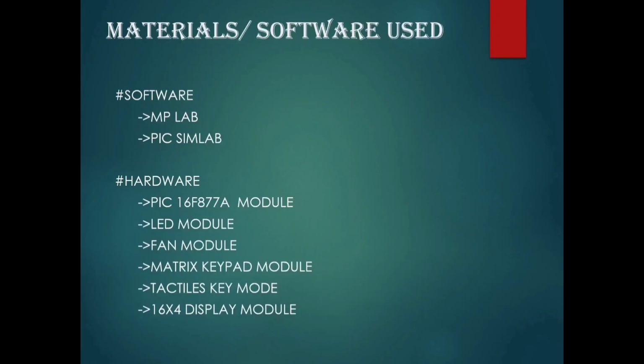These are the materials and software used for the microwave oven project. The software used is MPLAB X IDE with the XC8 compiler and PICSimLab to simulate the output of the project. The hardware is only the PICSimLab. In this PICSimLab we have the PIC16F877A microcontroller, an LED module, fan module, matrix keypad module, tactile key module, and a 16 by 4 display to display the output of the project.